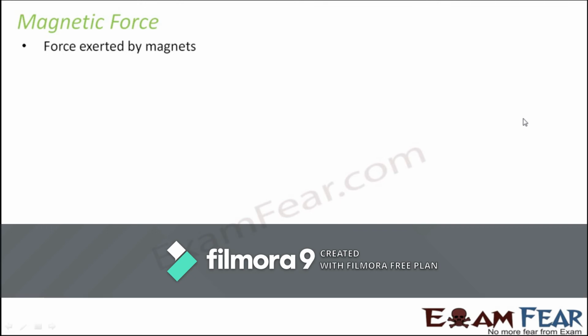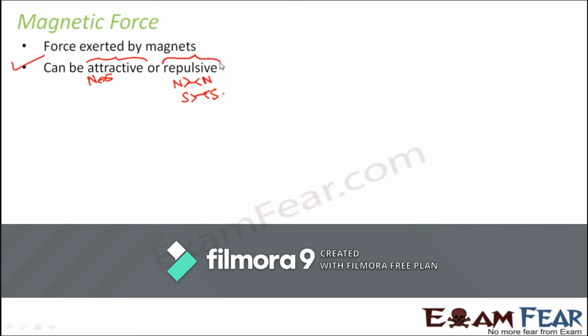Now we all know every magnet has two poles, north pole and south pole, and we also know that like poles repel each other and unlike poles attract each other. That means north and south poles will tend to attract each other, whereas north-north will tend to repel each other. Similarly, south-south will tend to repel each other. So therefore, this magnetic force can be attractive or repulsive. It will be attractive in case of unlike poles, and repulsive in case of like poles.